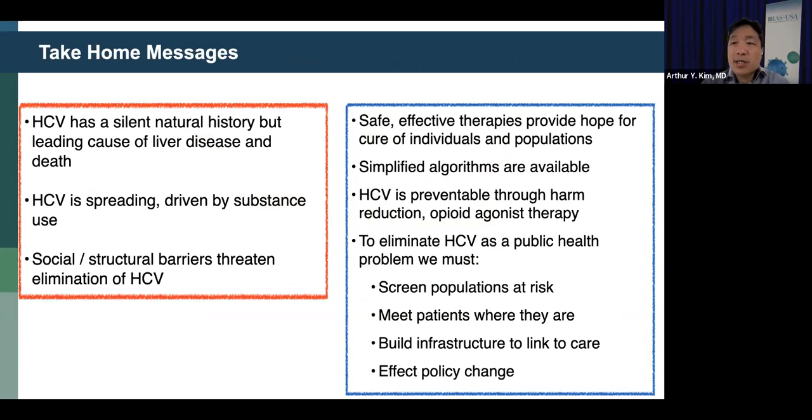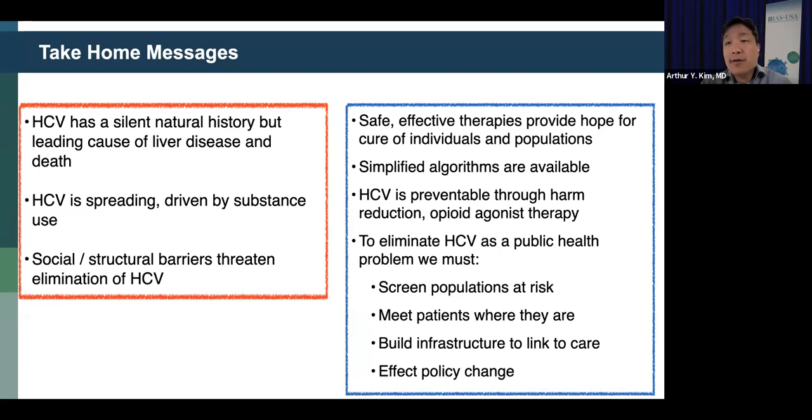I've run a few minutes over, and sorry to eat into the Q&A time, but I just want to emphasize that there are still some barriers: the silence of hepatitis C, how it spreads via substance use, the social and structural barriers. But I also want to say that safe and effective therapies are available, and with simplified algorithms, it's really not the medical piece that's as complicated. You do have to check drug interactions and renal function and a few things, but these are things you can do at many practices. And so it is preventable. Don't think hepatitis C is inevitable for such individuals.